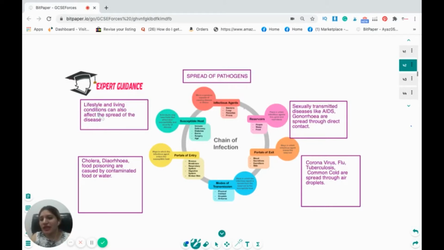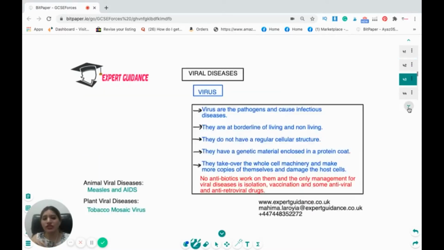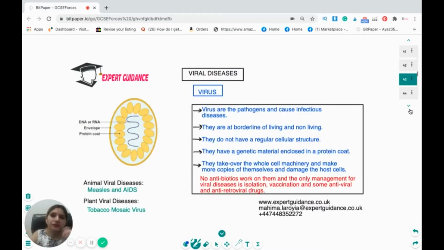Now, how does a pathogen spread? Lifestyle and living conditions can cause the spread of diseases like cholera, diarrhea, and food poisoning. They are caused by contaminated food and water. Some pathogens are spread by sexual transmission, like AIDS and gonorrhea. And there are some diseases like coronavirus, flu, tuberculosis, and cold. They are spread through air and droplets. So these are the various ways in which pathogens are spread. And they can ask you questions like, what are the ways in which pathogens are spread from an infected to a healthy person?